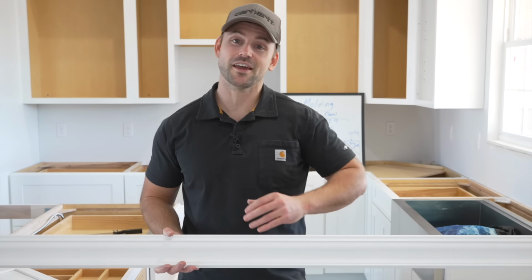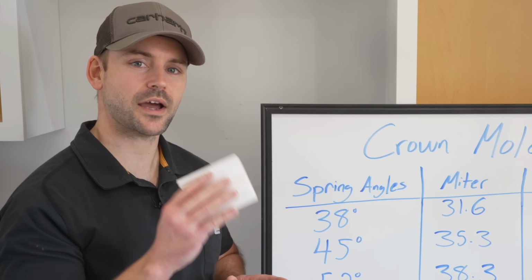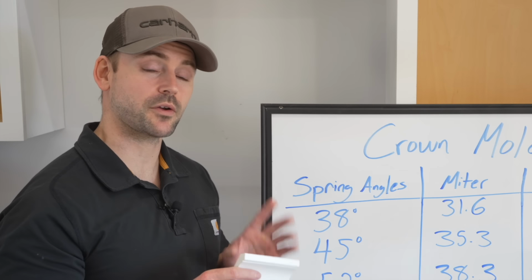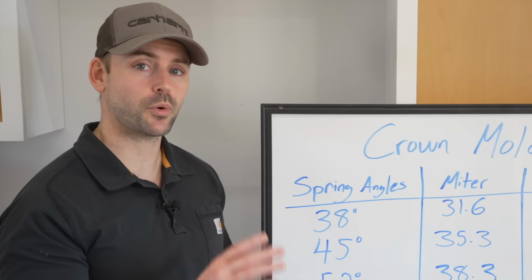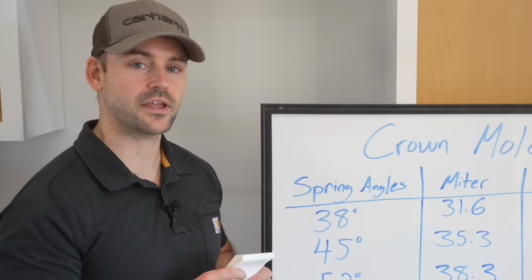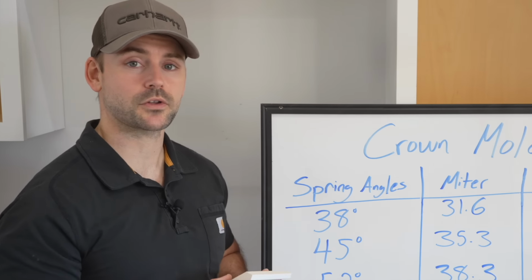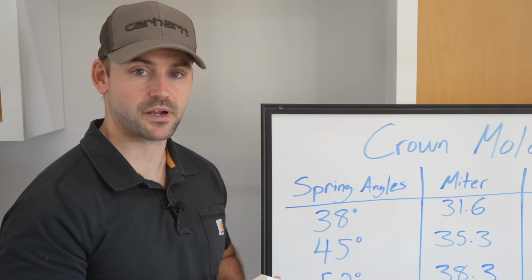So we've got a lot to do today, so let's get started. Before I show you how to physically install this crown molding around these cabinets, I think it's important to know a little bit about the crown molding. One very important part of crown molding is understanding the spring angles.